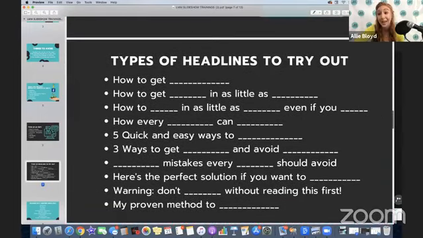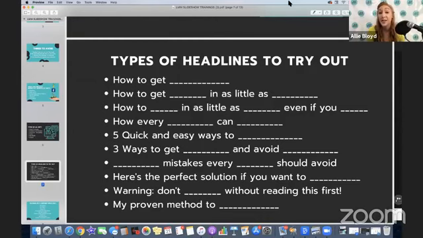These are some different headlines that you guys can test out. These are some tried and true, so to speak, formulas for headlines. How to get blank. That is very simple, very straightforward. But if your product or service helps them get blank, what could possibly be more compelling?